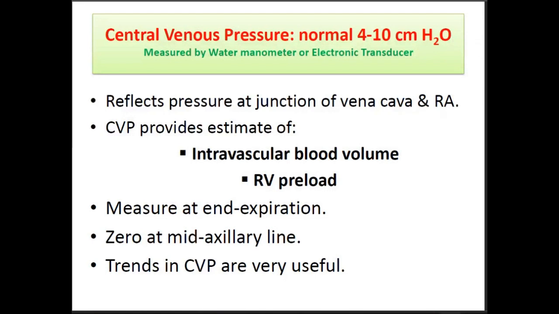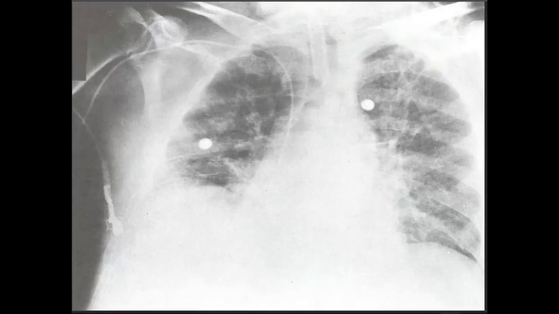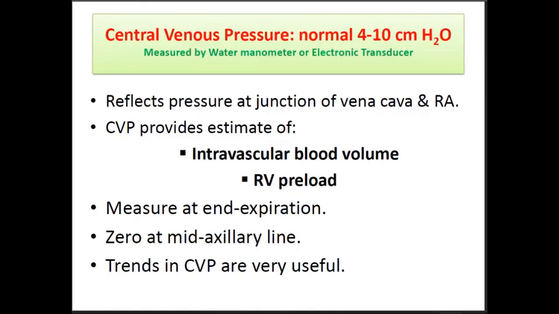Okay, so with this catheter we can measure the, I'm sorry, this is the central venous catheter. The central venous pressure can be measured now that we have put the catheter in. Normal is 4 to 10 to 12 centimeters of water, and it reflects the pressure at the junction of the vena cava and the right atrium.